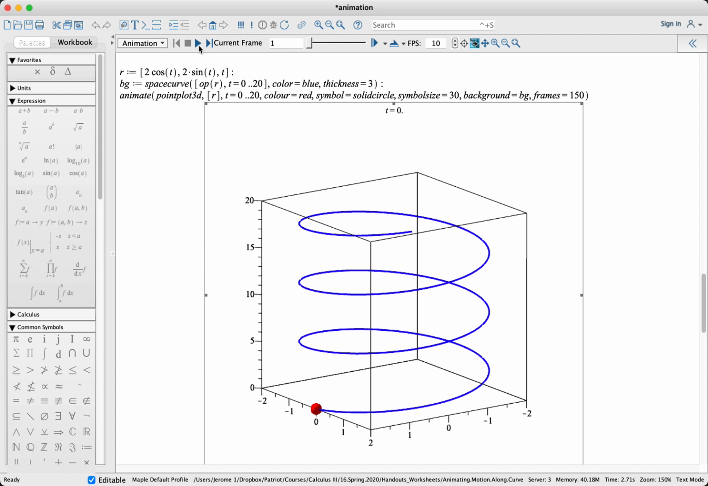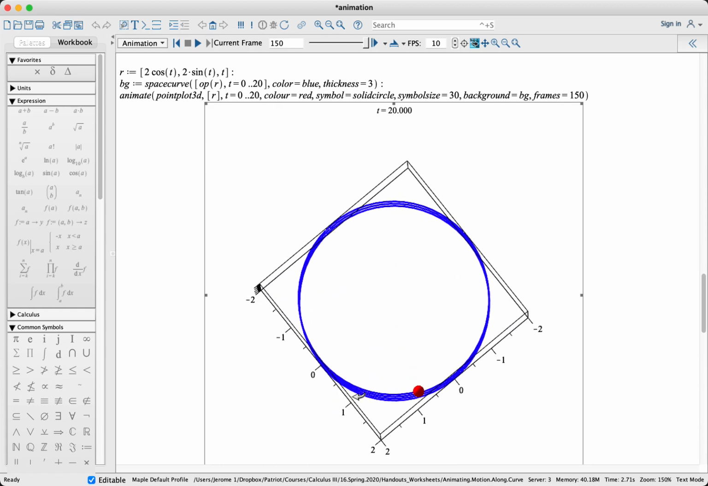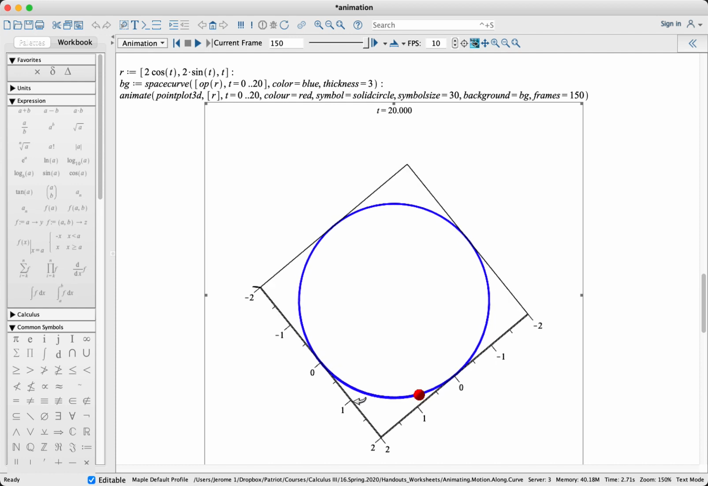In this case, the z value is going to increase. So it's going to go up, and I don't see it speeding up or slowing down, right? So it looks like it's still constant speed, right? And there it is.